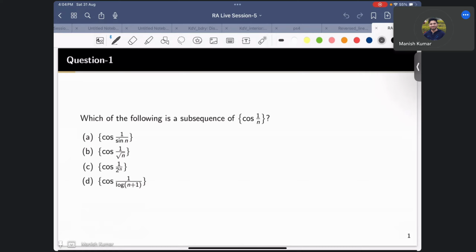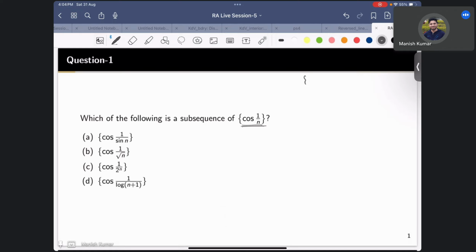Let's start with the problem of sequence. We have a sequence given as cos 1 by n. Now you have to choose which of the following among these are a subsequence of the sequence cos 1 by n.